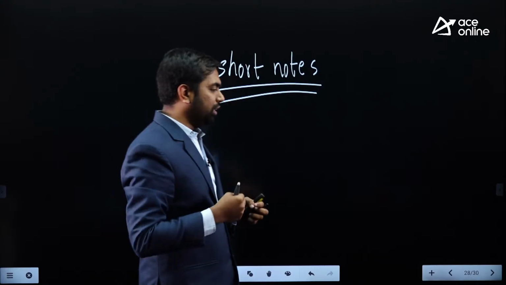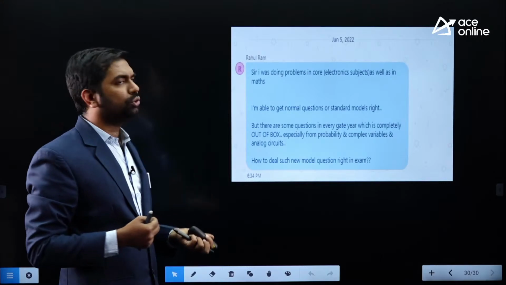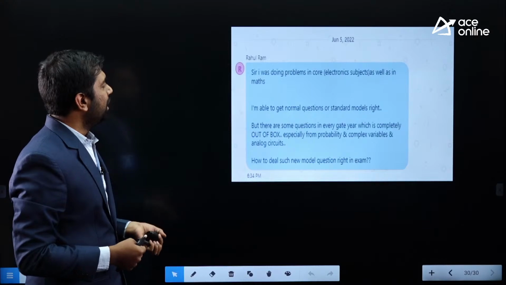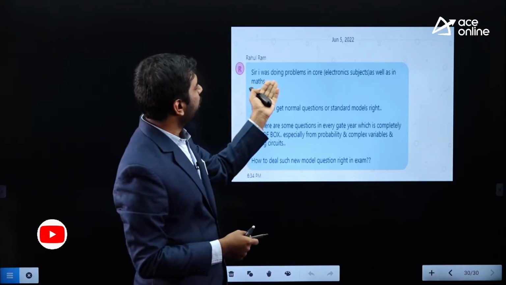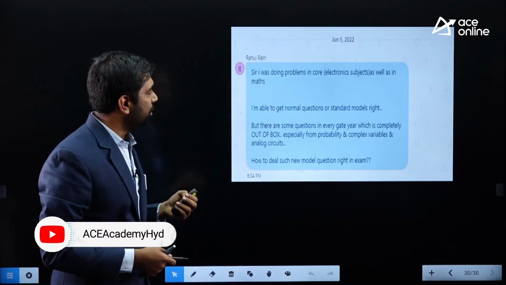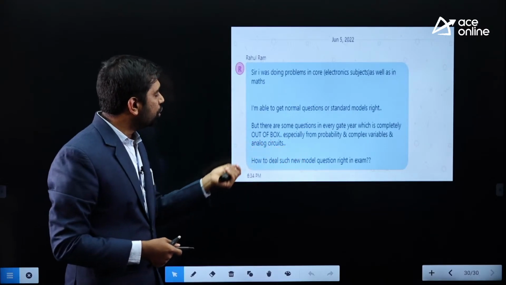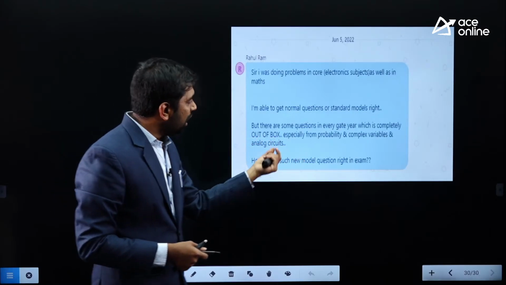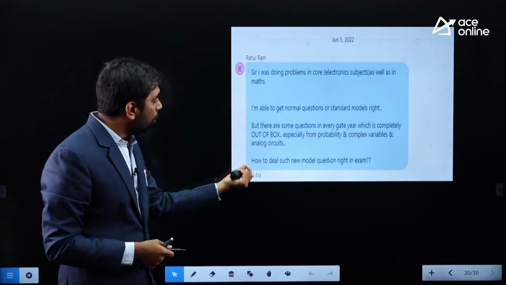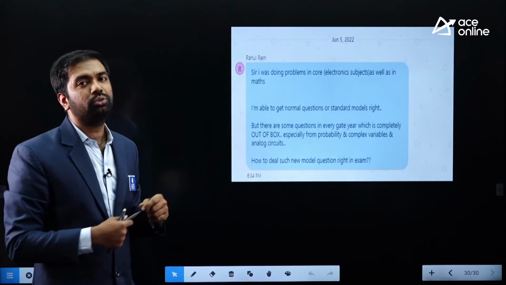And the next doubt I'll just show you. Recently, I've got a doubt from a student. Look at this doubt. I posted it on the screen. He says, sir, I was doing problems in core as well as in max. I'm able to get the normal questions or the standard models right, but there are some questions in every GATE year which are completely out of box. Especially from probability, complex variables and analog circuits, he says. How to deal with such new model questions in the exam? This is the doubt posted by the student.